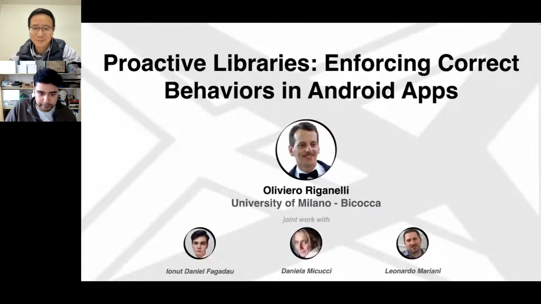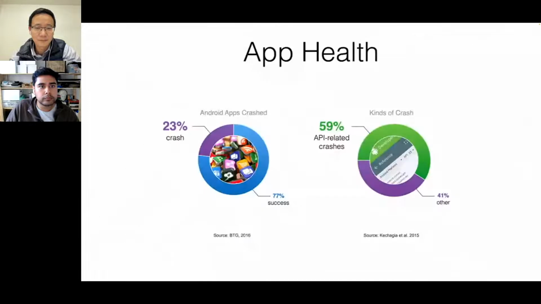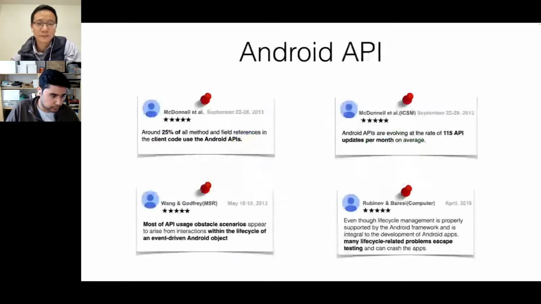In this talk, I'll present proactive libraries, an approach to enforce at runtime the correct use of APIs in Android applications. Failures in Android apps are very common. If we just consider crashes, we can see that almost 1 out of 4 apps crashes. And most of these crashes are related to APIs.